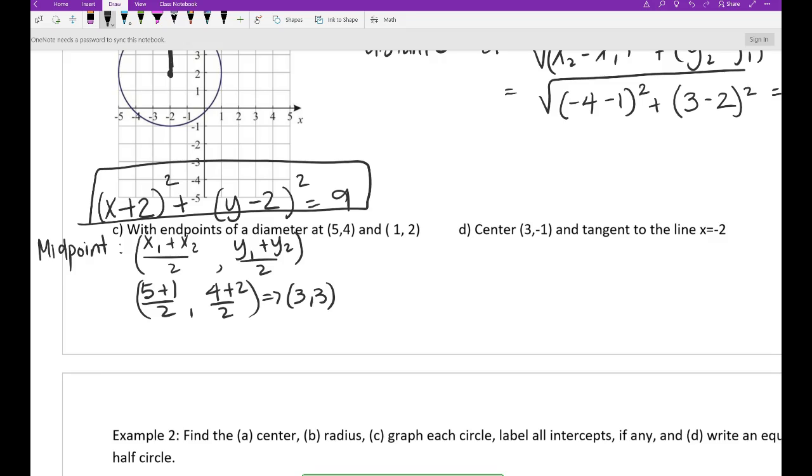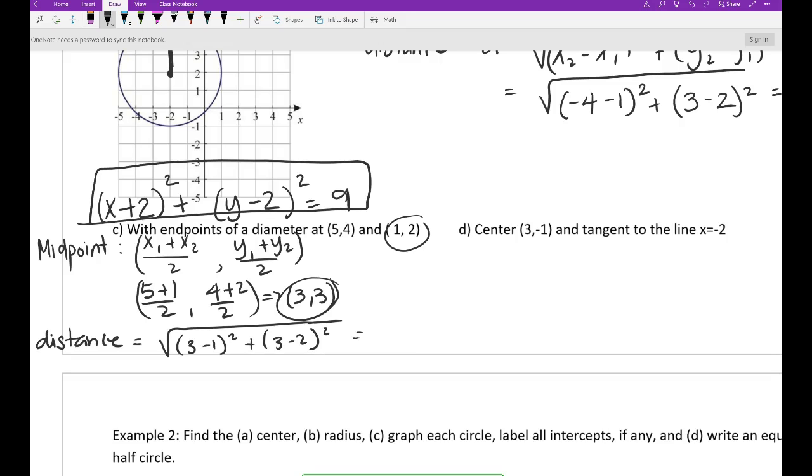Distance. From where? What are you going to use? Okay, what 2 points? I have 3 points currently, so what 2 points would you like to use? In theory, can you use the endpoint and divide by 2? Yes. So whatever floats your boat. All right, distance, you guys have chosen this and this. So we're going to go 3 minus 1 squared plus 3 minus 2 squared. So that's going to give me what? 3 minus 1 is 2. 2 squared is 4. And plus 1. So that's 5.